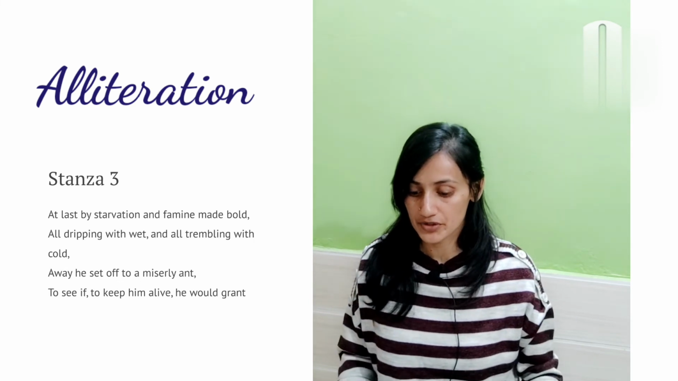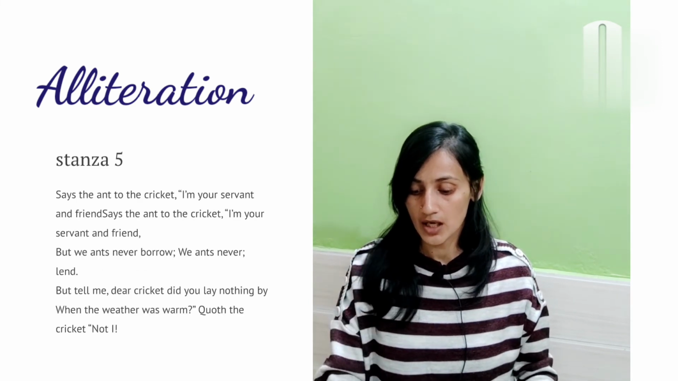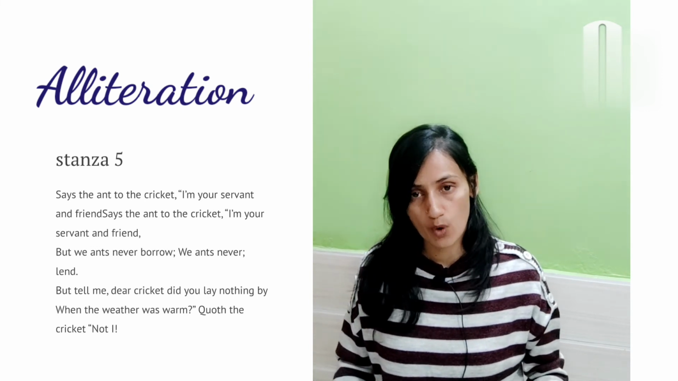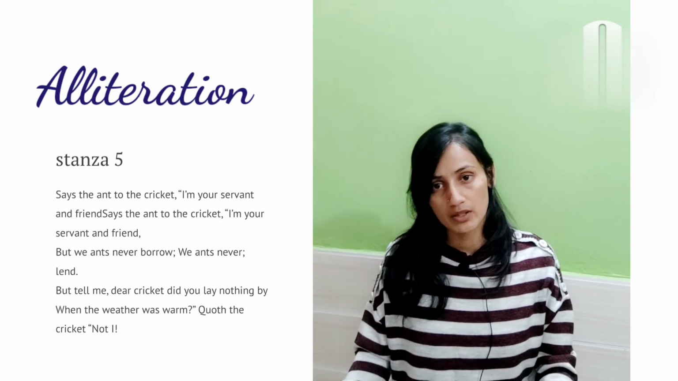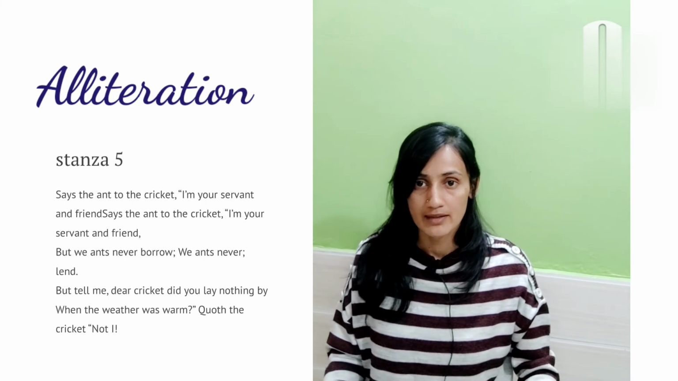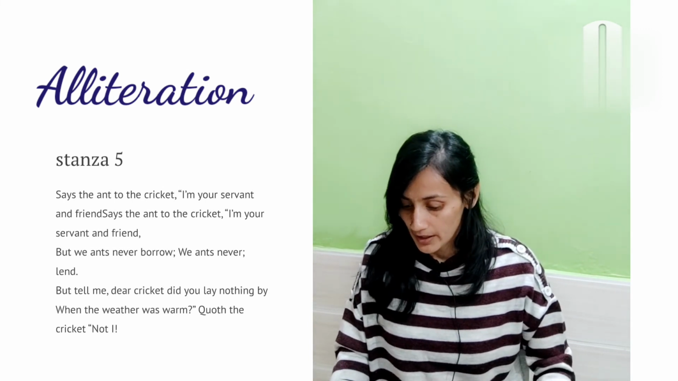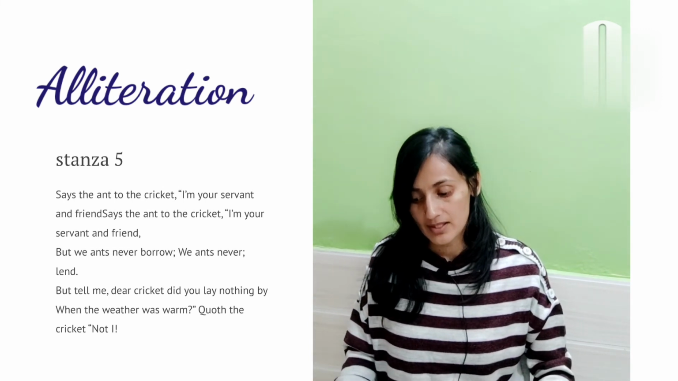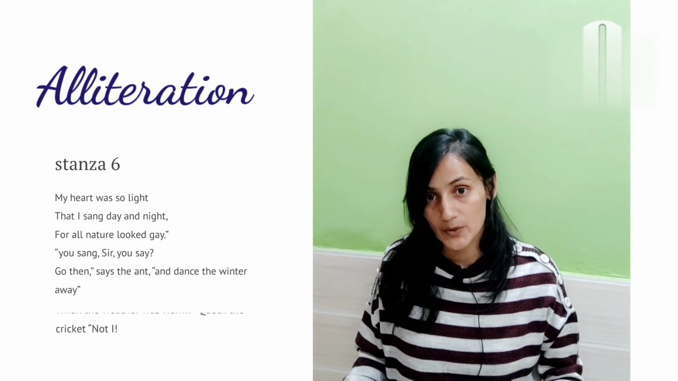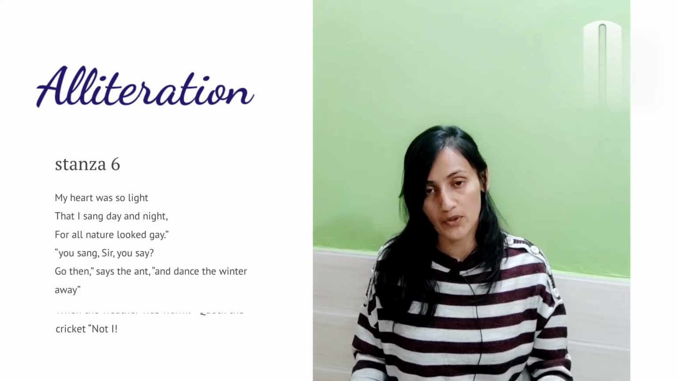That's alliteration. In the fifth stanza, we see when the weather was warm. W is repeatedly used here. That's the W letter. That's alliteration. And in the sixth stanza, you sang, sir, you sing. Repetition of the S letter. That's alliteration. That's all the poetic devices of the poem, The Ant and the Cricket.